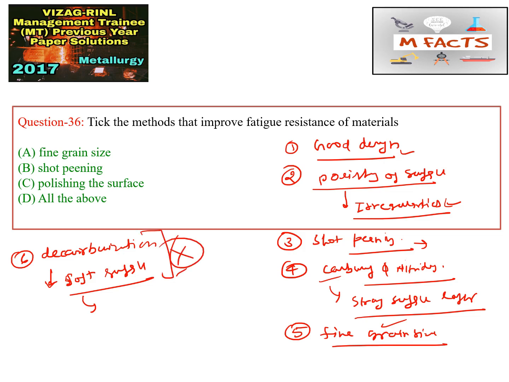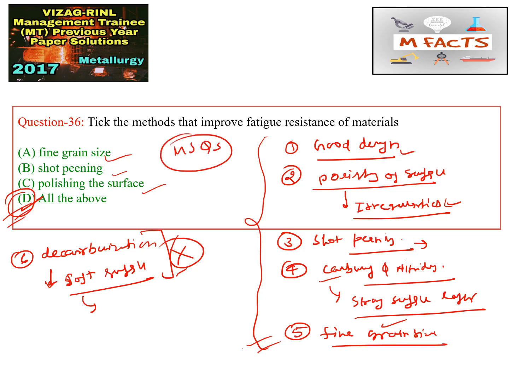So these five things we can use for improving the fatigue resistance. In this question, fine grain size is here, shot peening is here, and polishing of the surface. So all of the above is the correct answer for this question. This is a good question, and they can ask it in any form. In GATE 2021, MSQs, the new question pattern, were introduced, so this is important for those aspects also.